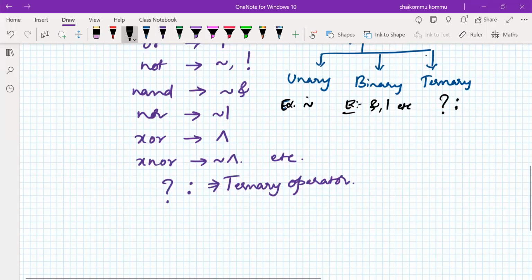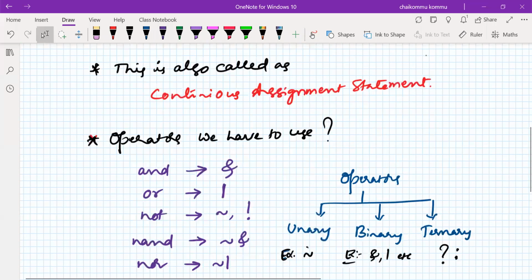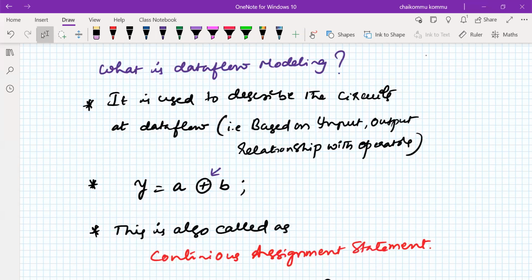So this is the basic information we should know about data flow modeling. What do you mean by data flow modeling? Whenever there is an input-output relationship, that relationship must be represented by a mathematical equation. That equation we call a continuous assignment statement. We have to use Verilog operators, some operators that we have discussed. With the help of those operators only, we give the relationship between the input and output. Now let us take some examples.